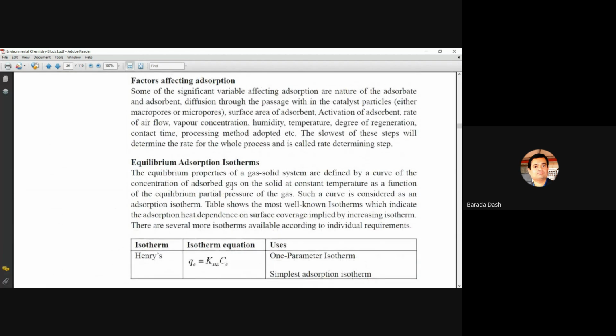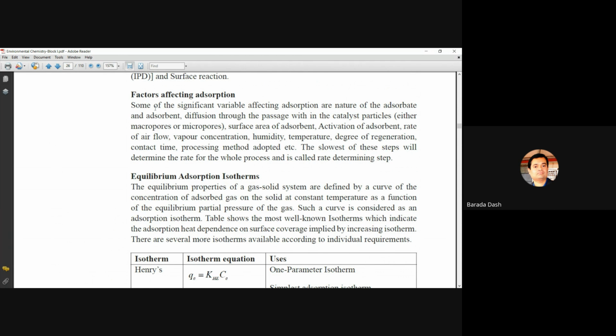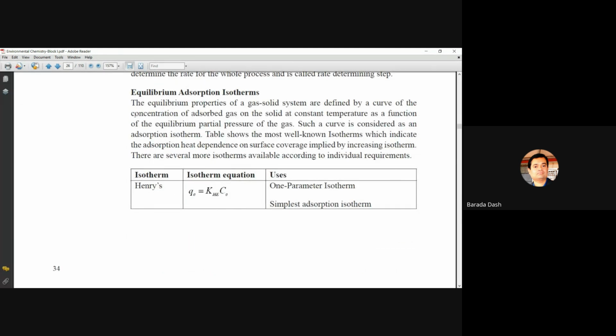So what are the factors affecting adsorption? Some of the significant variables affecting adsorption are the nature of adsorbent and adsorbate, diffusion through the passage within the catalyst particles, surface area of adsorbent, activation of adsorbent, rate of airflow, vapor concentration, humidity, temperature, degree of regeneration, contact time, processing method adopted, etc. The slowest of these steps will determine the rate of the whole process, and is called the rate determining step.